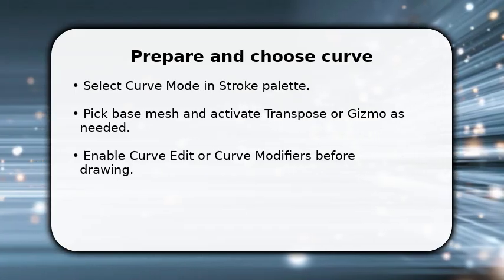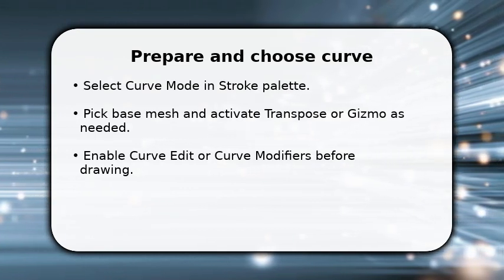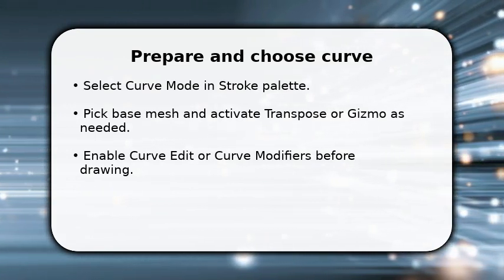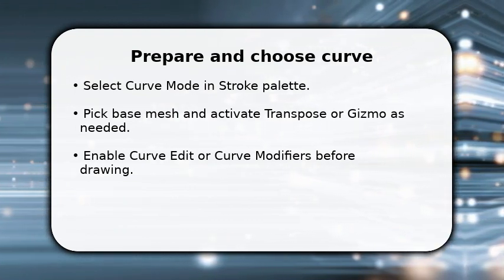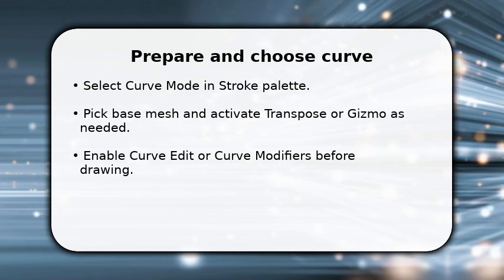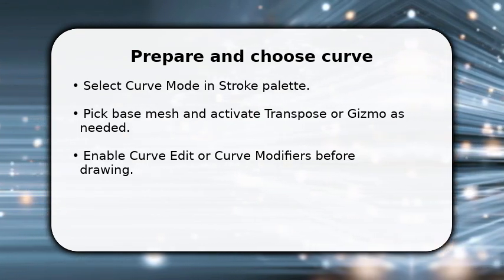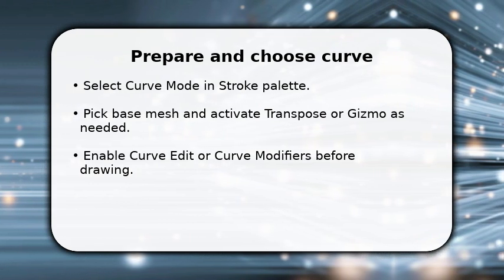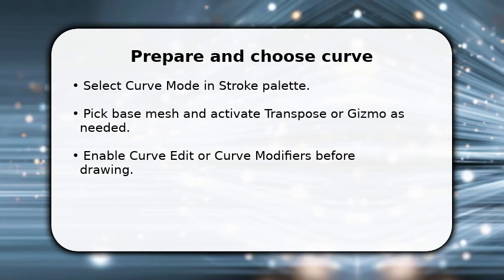You start by selecting Curve Mode in the Stroke palette and choosing a suitable brush. This sets how the curve will affect geometry. Once done, pick your base mesh and activate Transpose or the gizmo to position where the curve will originate. Make sure Curve Edit or Curve Modifiers are enabled so the curve can deform or guide strokes. This is critical because without those toggles, the curve won't influence the mesh.